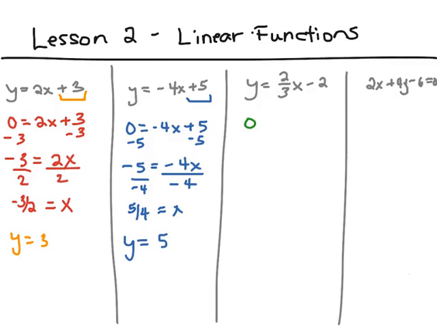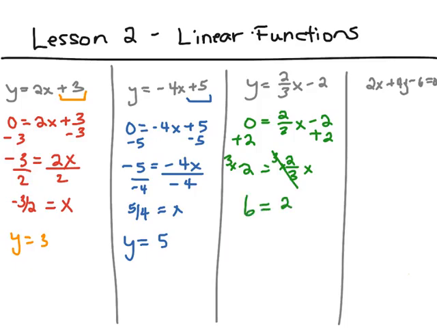For the next one, we have 0 is equal to 2 over 3x minus 2. We're going to add 2 to both sides, so we're left with 2 is equal to 2 over 3x. Now to get x by itself, we have to first times by 3 on both sides. This cancels this, so we're left with 6 is equal to 2x. Then we divide by 2, so 3 is equal to x. And our y-intercept is our last term, so y is equal to -2.